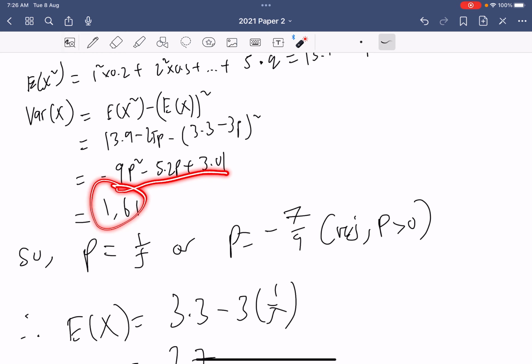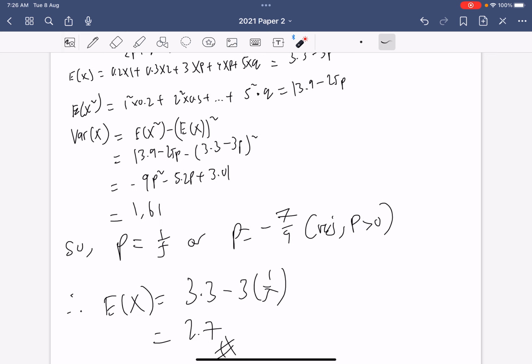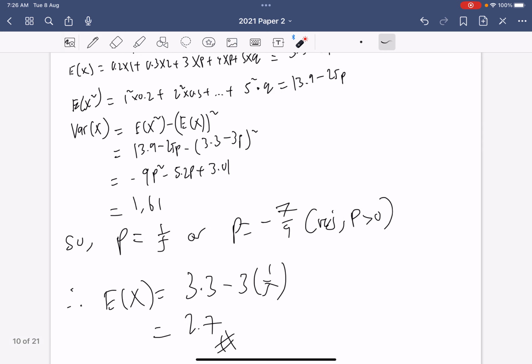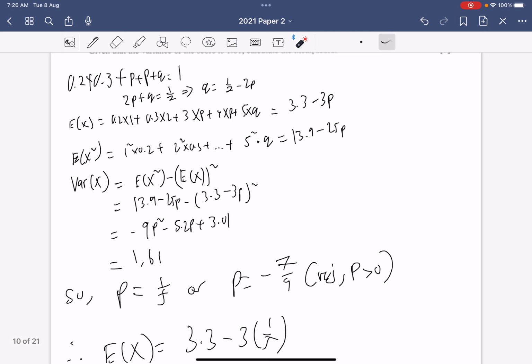And this is now equal to 1.61, which using your GC, you're able to solve for P equals 1 over 5 or P equals minus 7 over 9. But then this has to be rejected because probabilities have to be positive. Then this allows you to find now the expectation because you sub P as 1 over 5 over here.